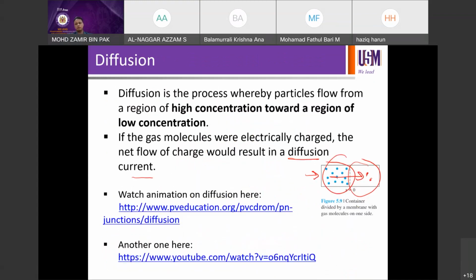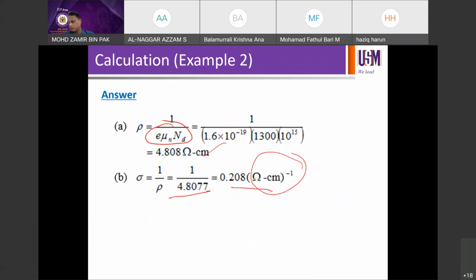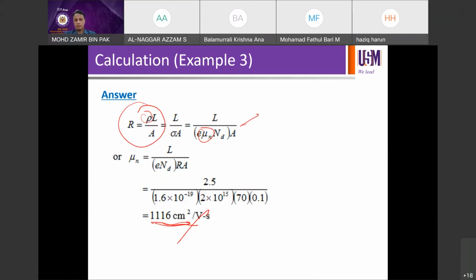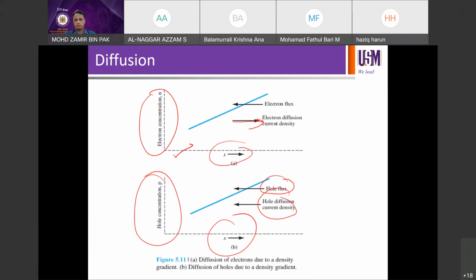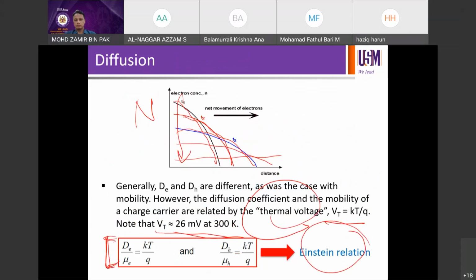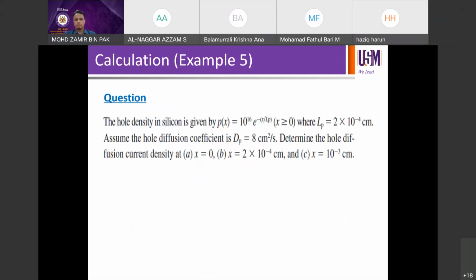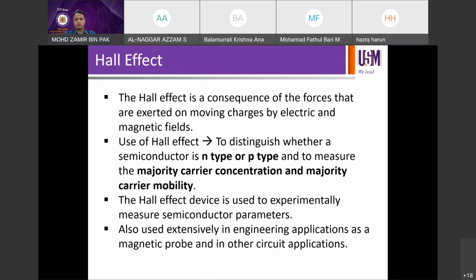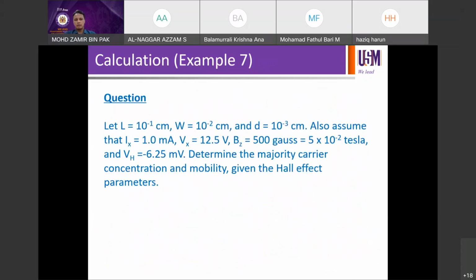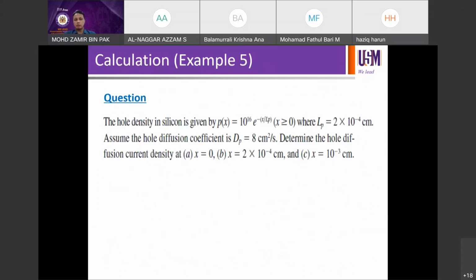So is there any question on diffusion or on the previous calculation that we did? Is it clear so far on diffusion? Any questions? We're going to do some calculation as well later on. You can try for yourself first, and then we're going to finish off with the Hall effect, and then we are ready to move into the next topic, which is generation and recombination.